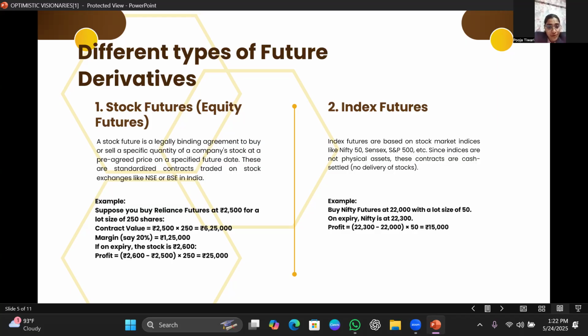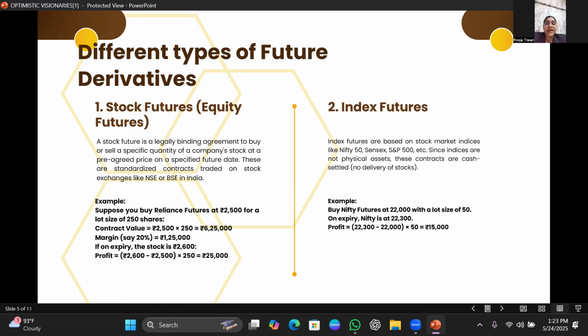Contract value is 2,500 multiplied by 250, that is 6,25,000. Margin, let's say, is 20%. 1,25,000 is the margin. If on expiry the stock is 2,600 rupees, profit would be around 25,000.